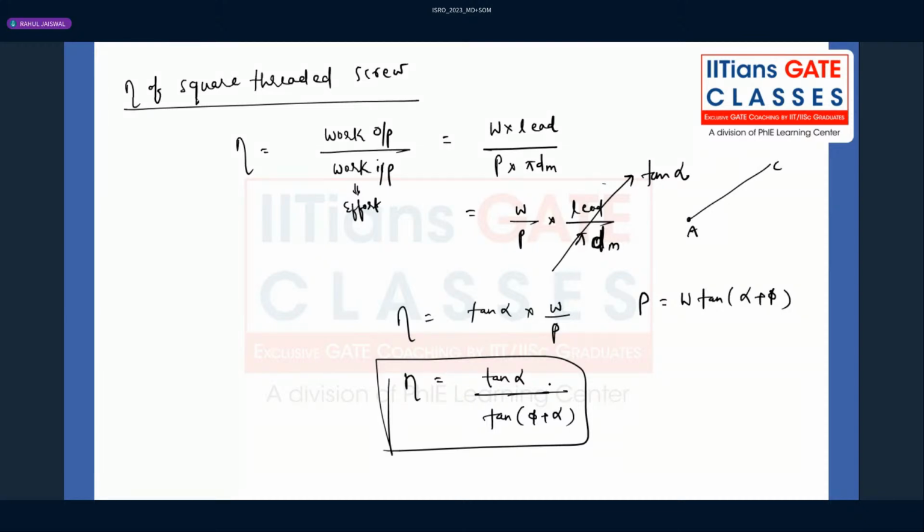So when you see very carefully, your efficiency is depending on alpha and phi. Now alpha is depending on what? Lead and mean diameter. So in short, efficiency is depending on the mean diameter of the screw, the lead of the screw, and the coefficient of friction.